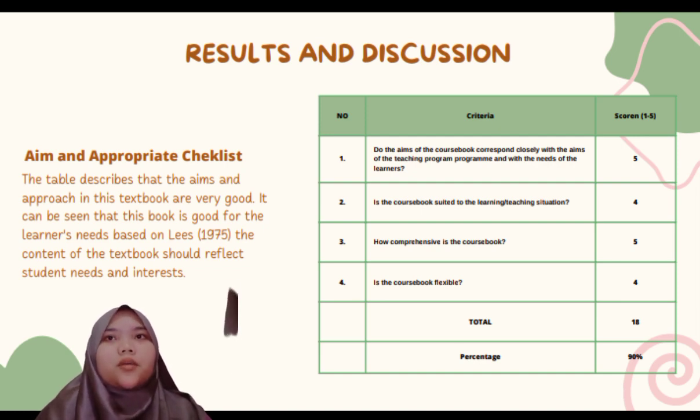The first is aims and approaches checklist. This should be approaches. Sorry for the mistake. The table describes that the aims and approaches in this book are very good. It can be seen that this book is good for the learner's needs based on Lee, 1975. The content of the textbook should reflect student needs and interests, so I give the percentage of 19% for the aims and approaches.